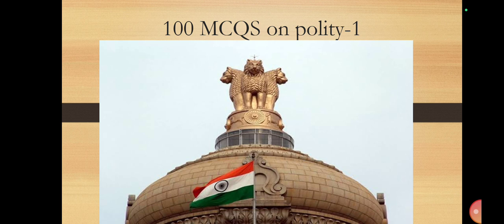Question number 36. Consider the following statements. Rajya Sabha can declare a subject included in the state list as a subject of national importance by passing a resolution supported by not less than two-thirds of members present and voting. The Rajya Sabha has the power to create new all India services.